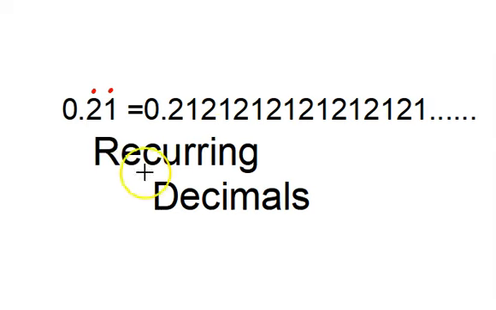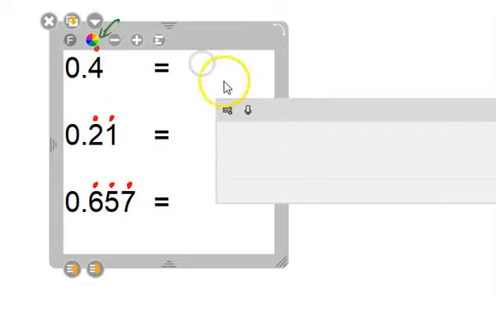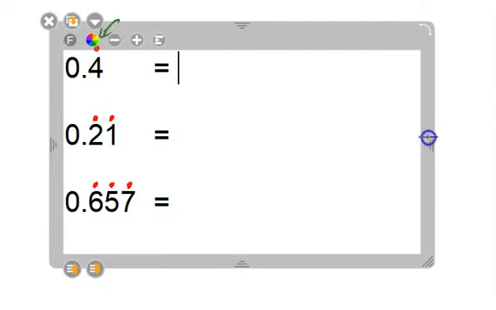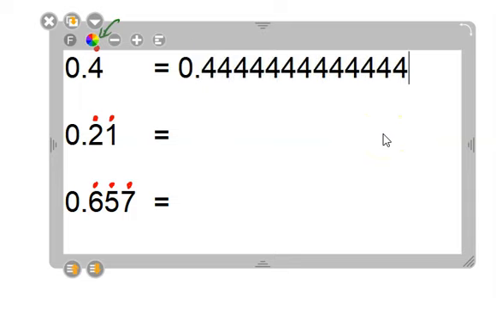For this part of the video, I'm going to explain recurring decimals. If you see over here, there is a dot above the 4, which means that your value will be 0.44444444 and the 4 is non-stop. So this is what we call recurring decimals.